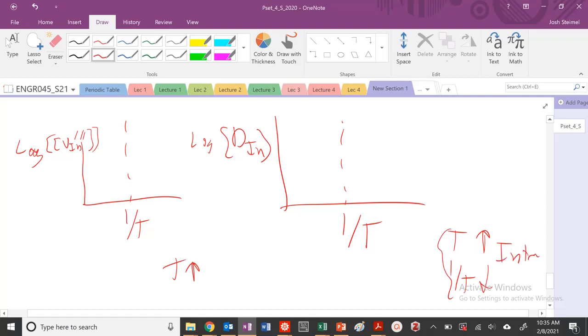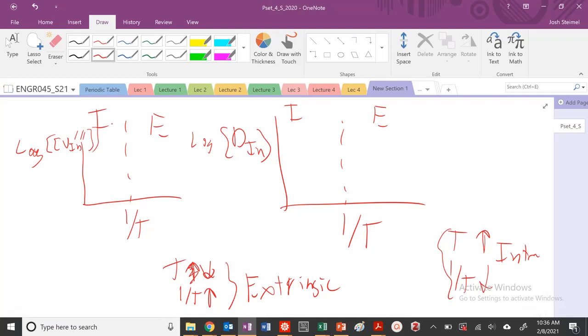Intrinsic. If temperature is low, then my 1 over T is very, very high. This is where extrinsic dominates. So intrinsic dominates here, extrinsic here. That's what we're working with. So extrinsic is going to dominate at very, very low temperatures or high 1 over T. So we need to figure out what's the concentration of these indium vacancies.